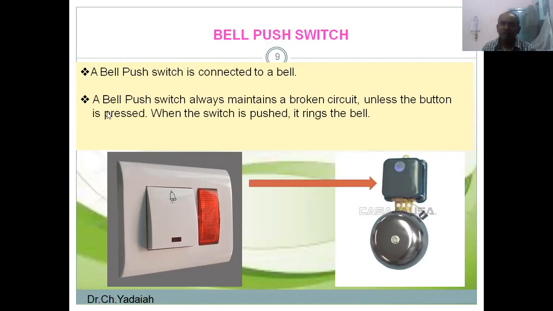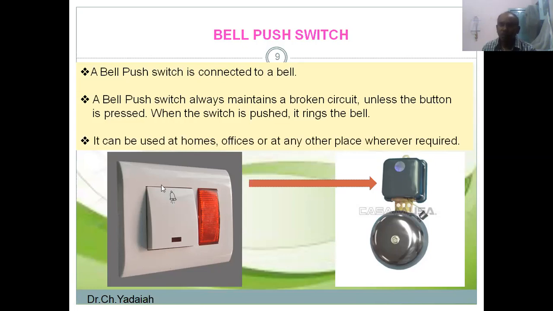Now we can see that a bell push switch always maintains a broken circuit, a normally open circuit, unless the button is pressed. When the switch is pushed, it rings the bell. That means when the switch is pushed, the circuit is closed, energized, and it works. Whenever you remove your hand, the circuit is open, there is no supply to the load, and it automatically turns off. For such special conditions we can use a bell type of switch. It can be used at homes, offices, and any other places where we require this type of bell.